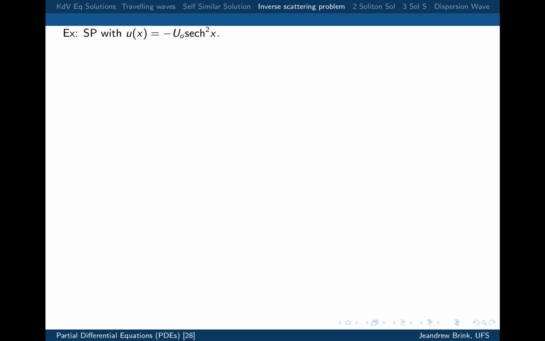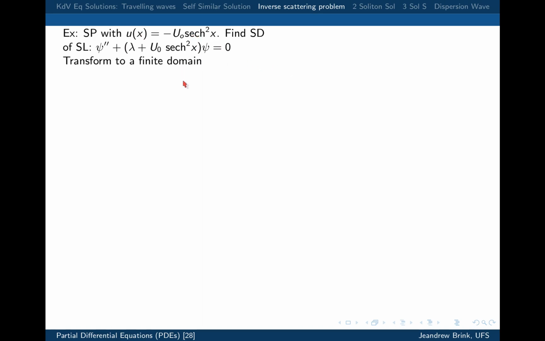Let's first take an example for the scattering problem. Let's say our potential is minus u0 sec squared of x. Let's find the scattering data of that. So you have a potential that does that, and you want to find out what the scattering data actually is. And so we have our Sturm-Liouville problem.